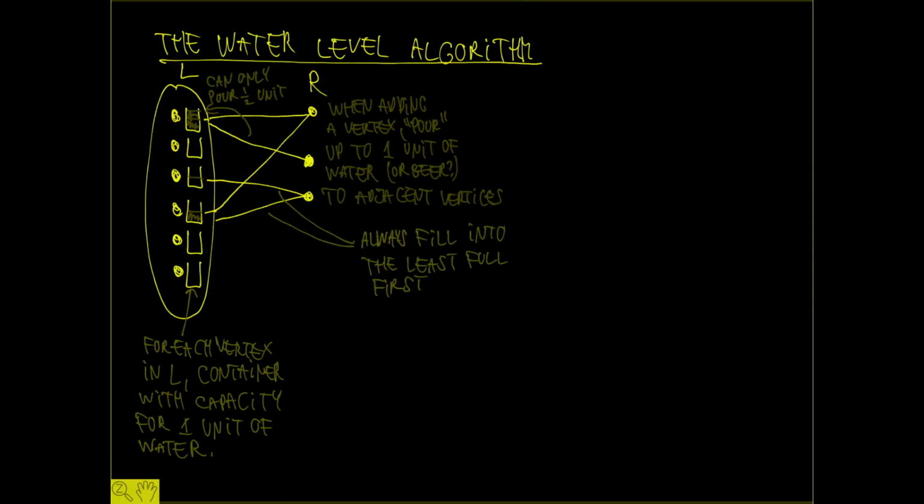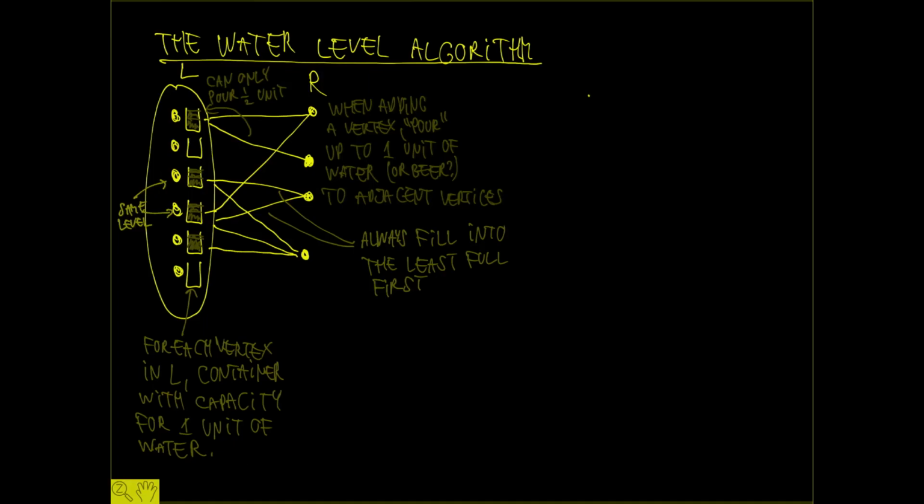So there might be a case where the adjacent vertices do not have the same amount of water in them. In this case, we always fill into the least full first. So we're going to first fill the third vertex, and then we're going to split the rest so that they end up at the same level. So this is the water level algorithm.